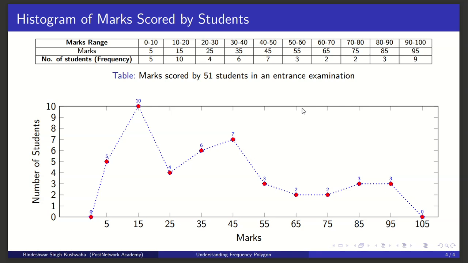Second, comparison of multiple distributions. If we want to compare two or more data distributions on the same graph, frequency polygons are very convenient. The overlapping lines help us compare frequencies across intervals without the clutter of stacked bars.